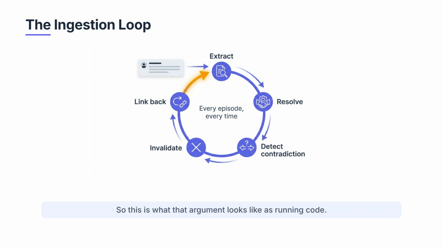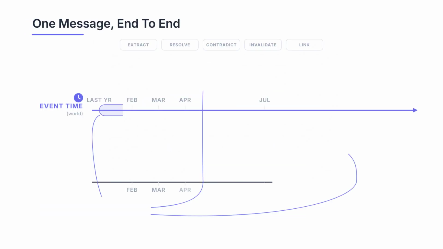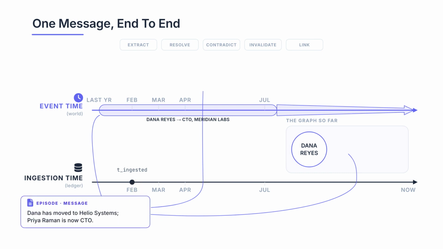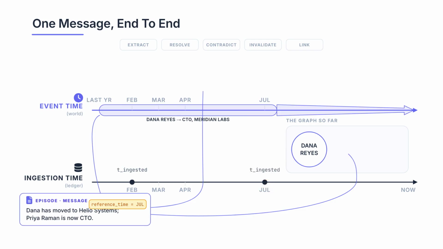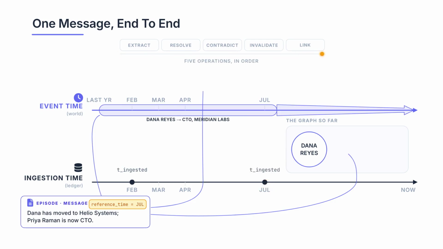So this is what that argument looks like as running code. Let's put one real message through it. Dana Reyes joins Helio Systems as Chief Technology Officer in March, and the announcement lands in your system in July. Watch what the loop does with that.